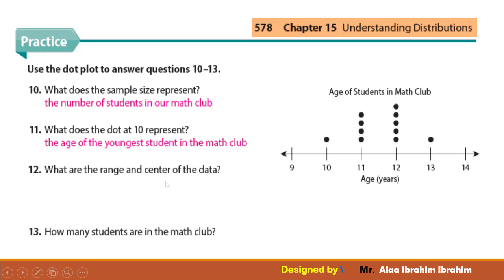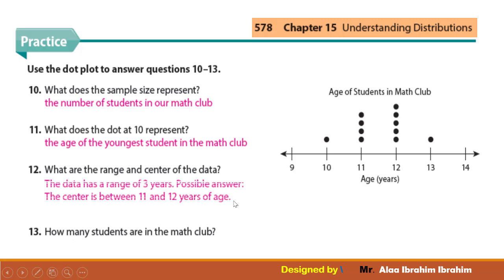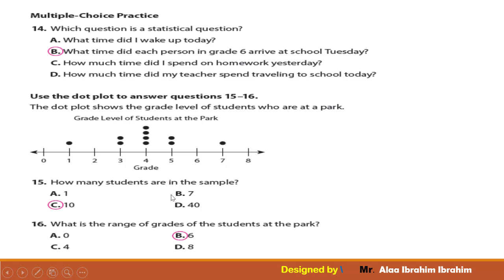What are the range and center of the data here? The range is the greatest value minus the smallest value. So 13 minus 10. So the range of the data here is 3 years. The center is between 11 and 12 because this is the middle place between them. How many students are in the math club? So I have to count all these dots, so you know the number. If you count 1, 2, 3, 4, 5, 6, and so on, you find all of them is 11 students.